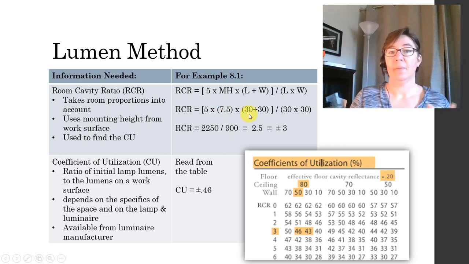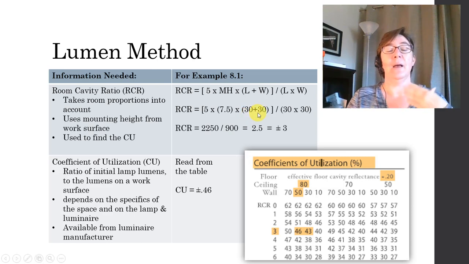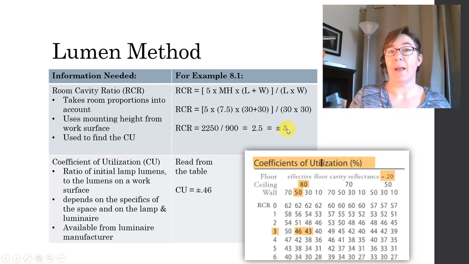So for our project, our room cavity ratio is 5 times the mounting height of 7.5 feet times the length plus the width, which is 30 plus 30. And that whole piece is then divided by the room area of 30 times 30. Therefore, the room cavity ratio is 2.5 and we're going to round it to 3.